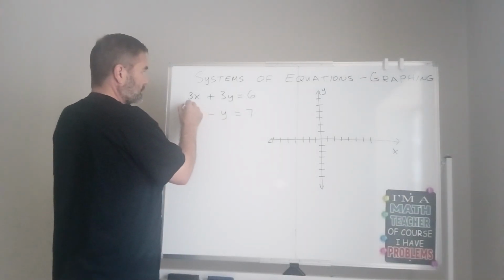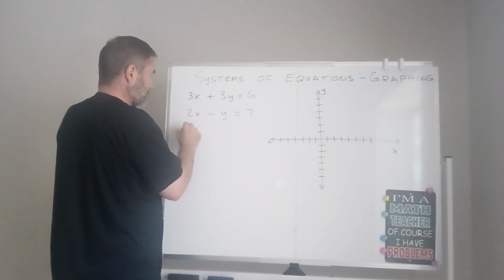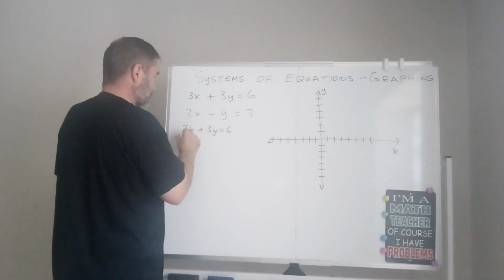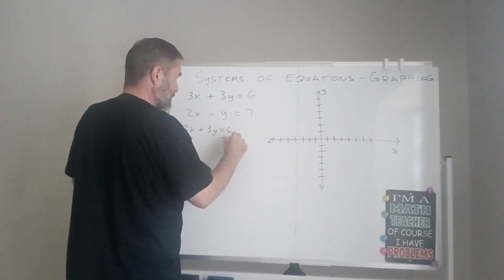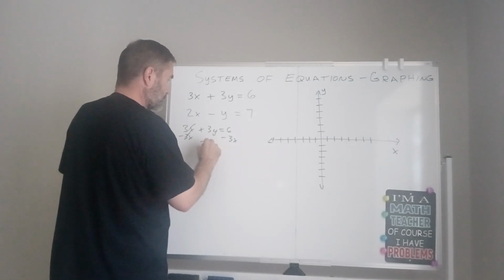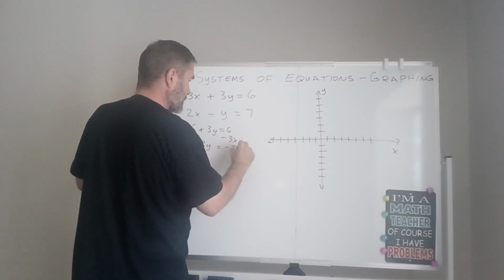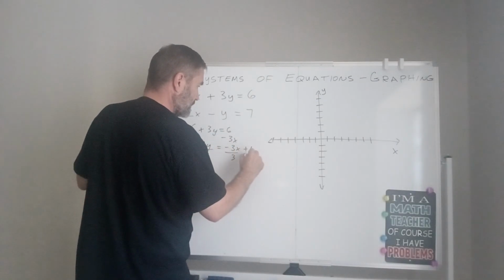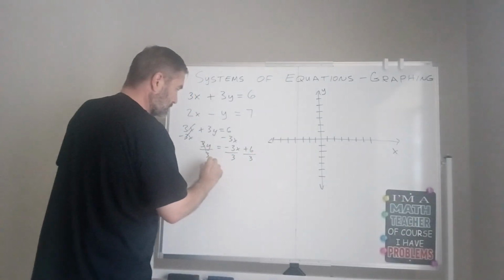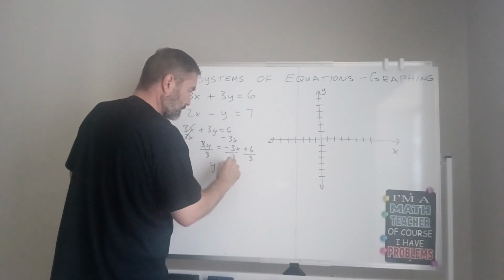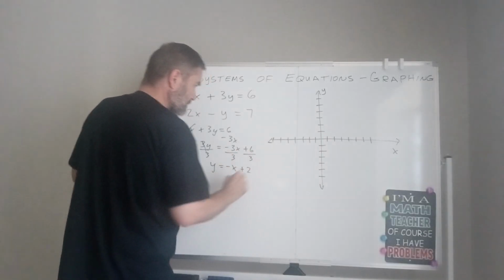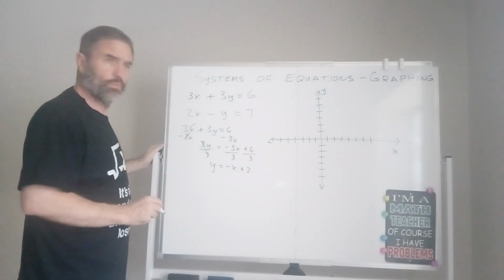Anyway, so here we're going to subtract the 3x. So if I take 3x plus 3y equals 6, I'm going to subtract 3x, those cancel. Now I've got 3y equals negative 3x plus 6. I'm going to divide by 3, divide by 3, divide by 3. Those will cancel. y equals negative 3 over 3 is negative 1, so that's now negative x. 6 over 3 is 2. So my line is in slope-intercept form.